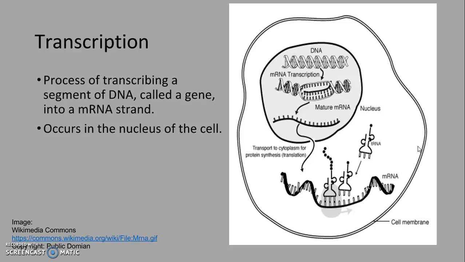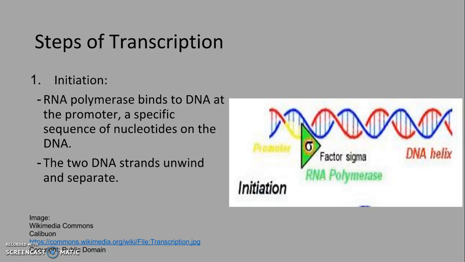Transcription is the process of transcribing a segment of DNA, called a gene, into an mRNA strand. It occurs in the nucleus of the cell, and then it exits from the nucleus to be translated in the cytoplasm on ribosomes. There are three steps of transcription.